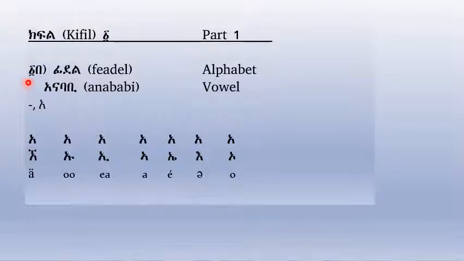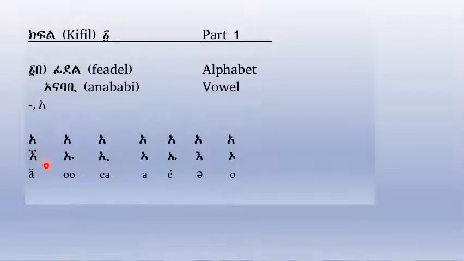Let's begin. ፊደል alphabet, አናባቢ vowel. Here you see two symbols. This is A in Amharic and this is a hyphen. By combining these two, we can create the 7 Amharic vowels. As you see, I have written 7 of them. Then I start putting this hyphen in different places.